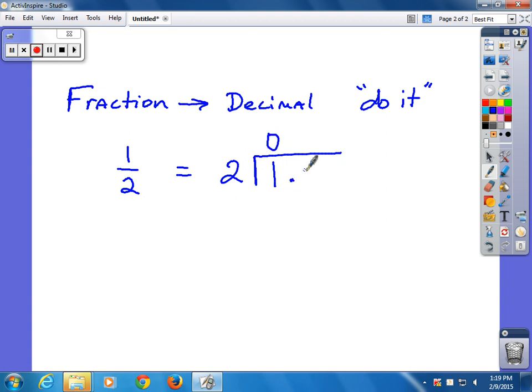So you put a decimal here and you add a 0, and then you put a decimal there. 2 will go into 10 5 times. And there's your decimal. So the 3/8 that we did not have a decimal for a while ago.